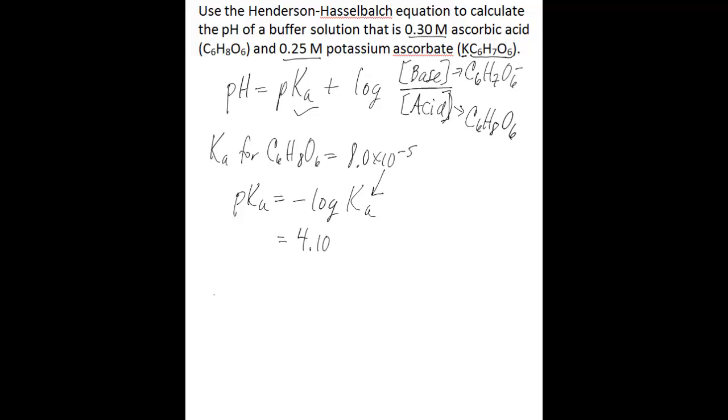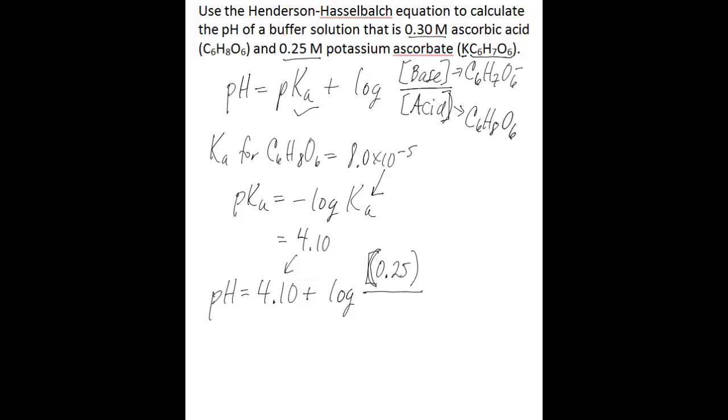Now you know the pKa, so you can go back to the Henderson-Hasselbalch equation and say that pH equals pKa, which is 4.10, plus the log of the concentration of the base, which is the same as the concentration of potassium ascorbate, because you have 1 mole of potassium ascorbate dissociating in solution to give you 1 mole of potassium cation plus 1 mole of ascorbate anion. So if you have 0.25 molar potassium ascorbate, you also have 0.25 molar ascorbate anion.